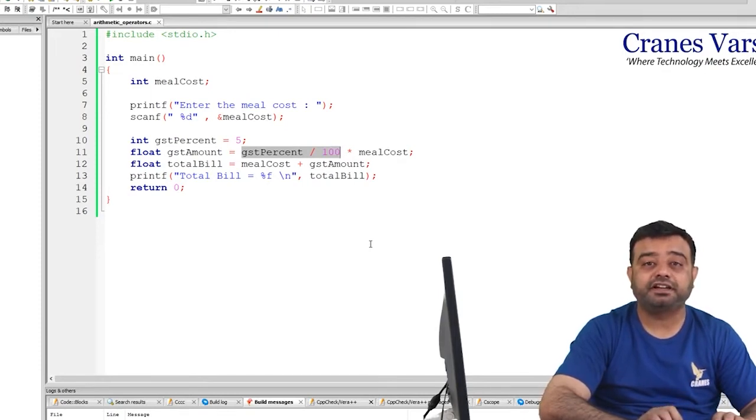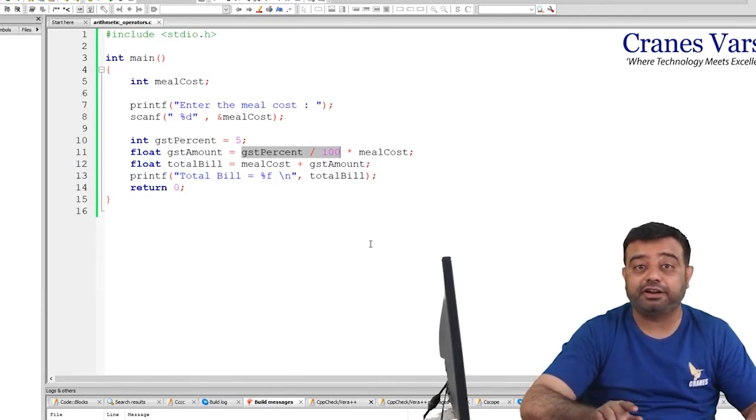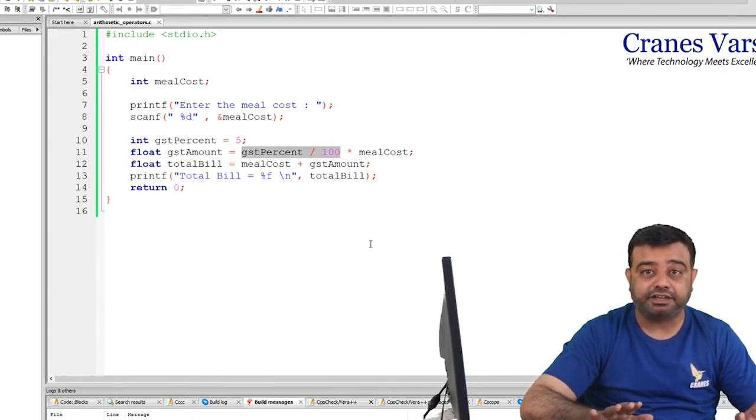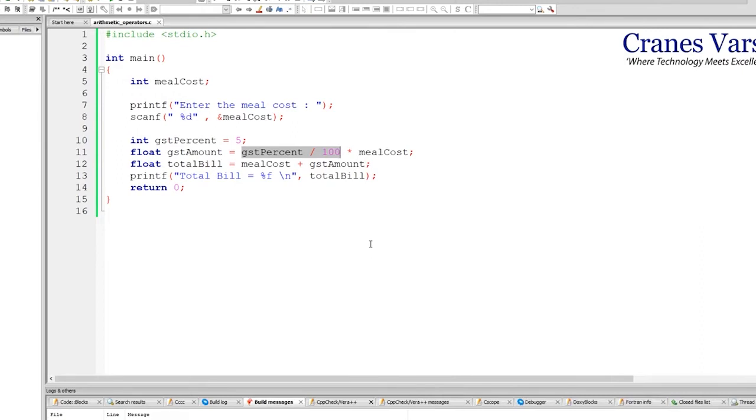But in this particular case, remember, the numerator, which is GST percentage, is an integer value, and the denominator, which is 100, is also an integer value. When you perform integer divided by integer, it performs integer division. So instead of getting 0.05, you will get 0. Now if you really want 0.05, which is floating point division, one of the operands has to be a float value. Either the numerator has to be float or the denominator has to be float.